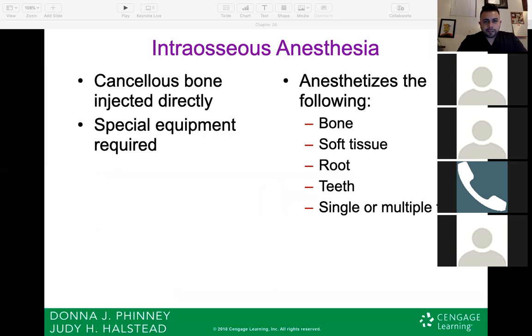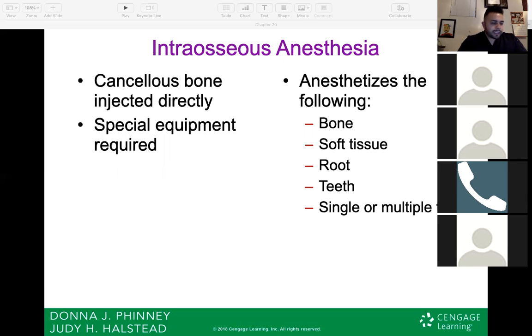All right, moving on. So talking about intraosseous anesthesia. What does intraosseous mean? Intraosseous anesthesia means it's injected directly into the cancellous bone. So to do this, you can't just use a regular aspirating syringe. You actually have to use special equipment.